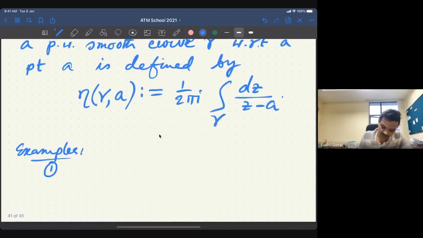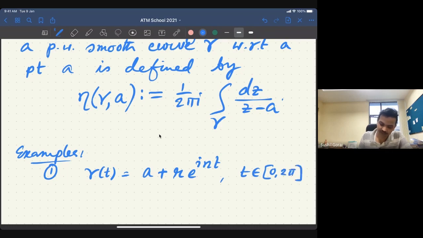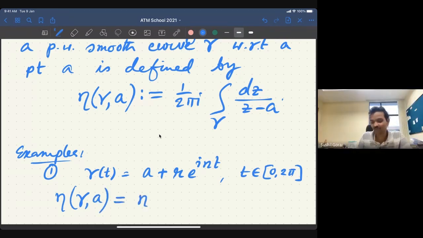Let's look at this one. Gamma t is a plus r e to the power i n t, t belongs to 0 to 2 pi. What will be the winding number of gamma? It is n, right? You just compute.